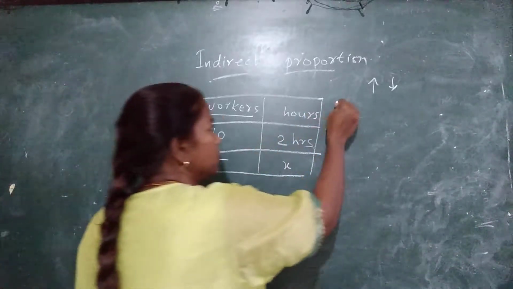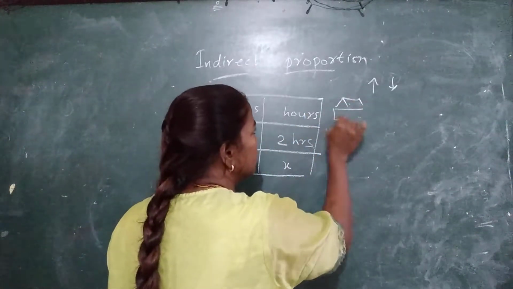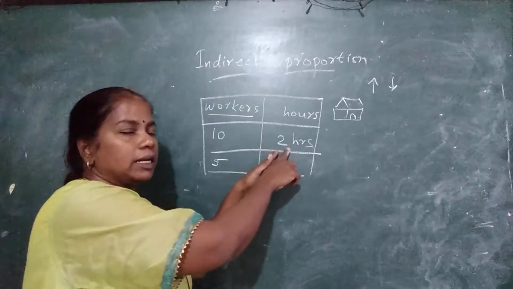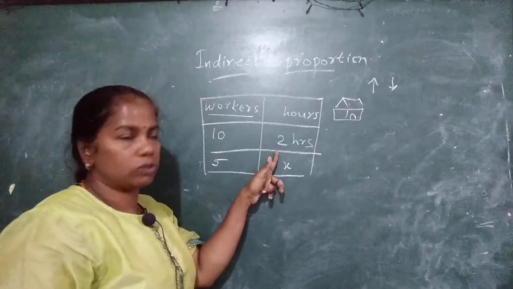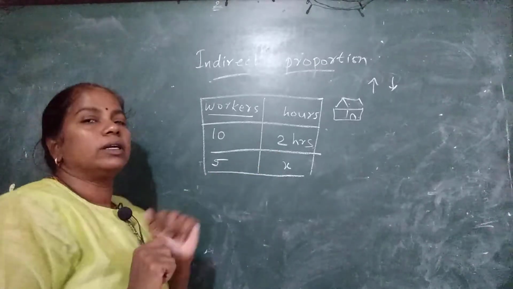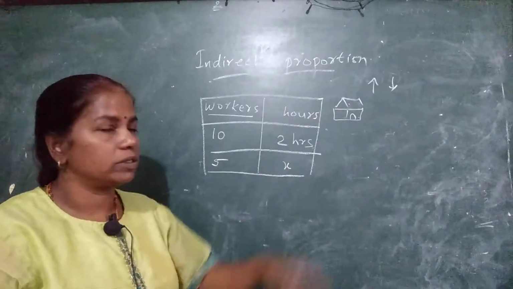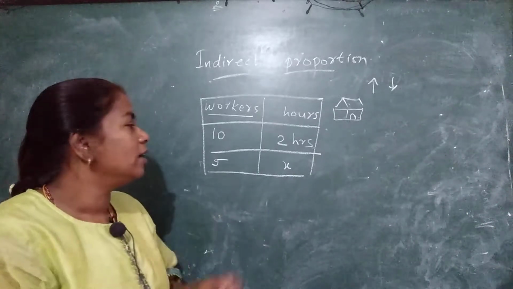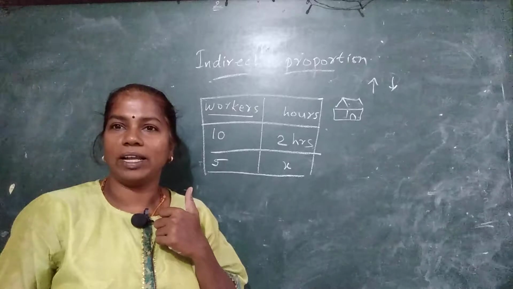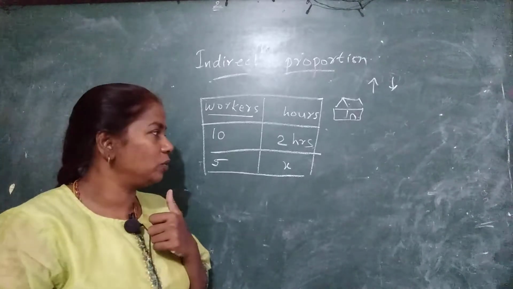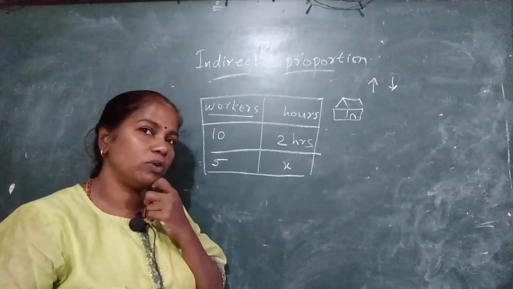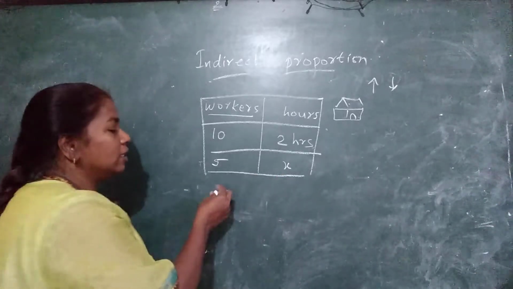Suppose there is a house. I have taken 10 workers to paint that house and the 10 workers took 2 hours. Now I have the same house, suppose I am repainting it after it dried. 5 workers I have implemented there to do the task. Then how much time will they take? How will you find it?